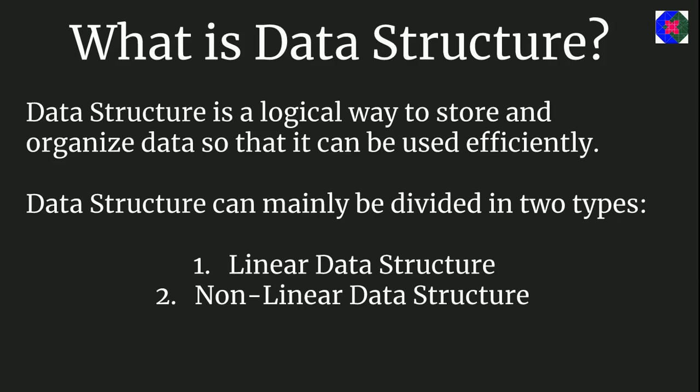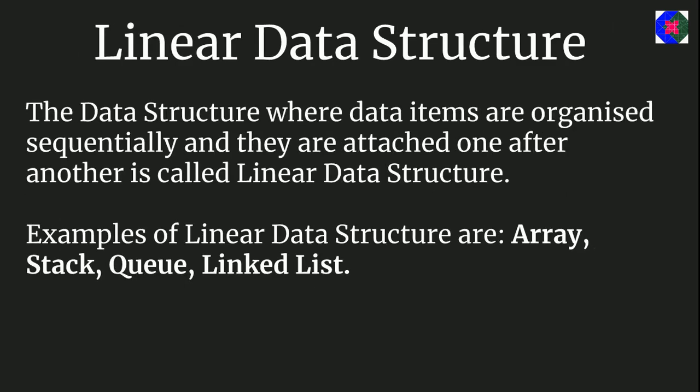In computer science, a data structure may be selected or designed to store data for the purpose of working on it with various algorithms. Data structure can mainly be divided in two types, the first one being linear data structure and the second one is non-linear data structure. So let's have a detailed look on both of these data structure, starting with linear data structure.